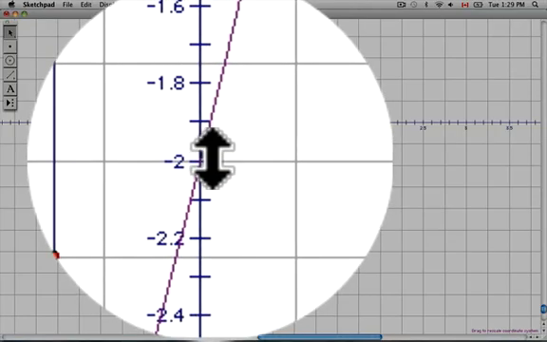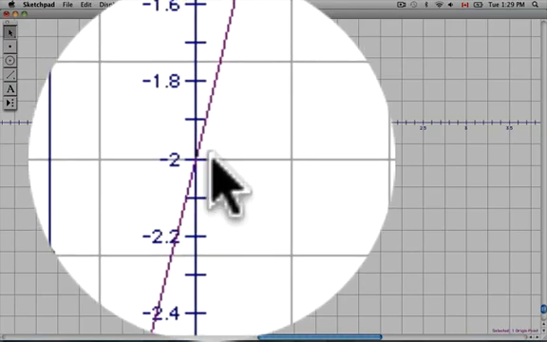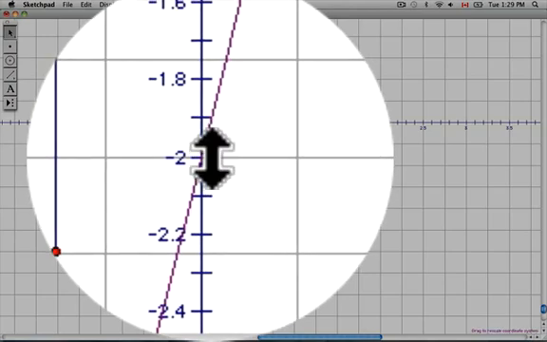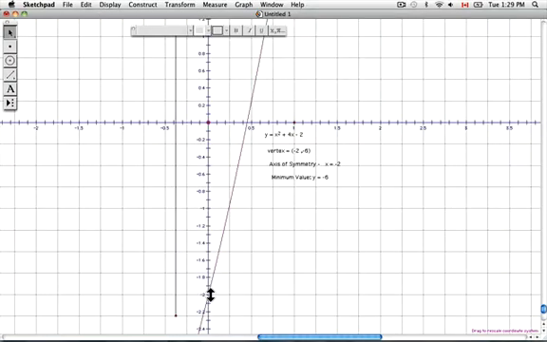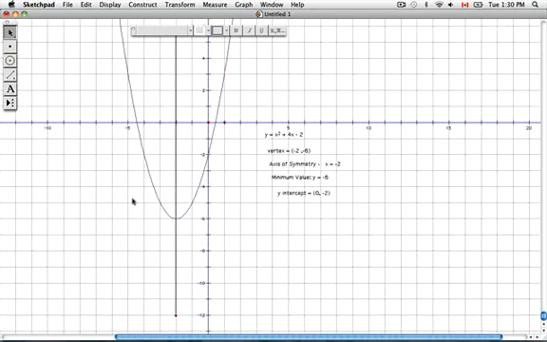As you can see, it appears that it crosses the y-axis at -2, or y equals -2. So the y-intercept, the coordinates for the y-intercept, is (0, -2). Let's now identify the zeros, or the x-intercepts.